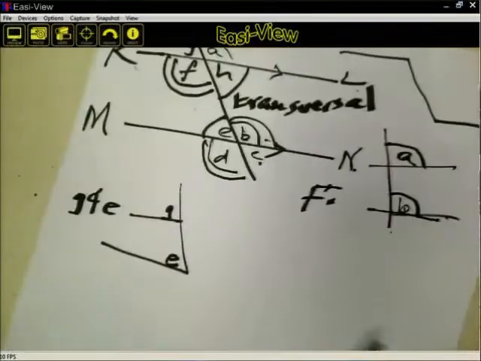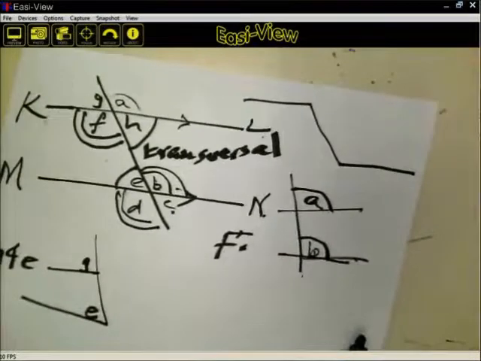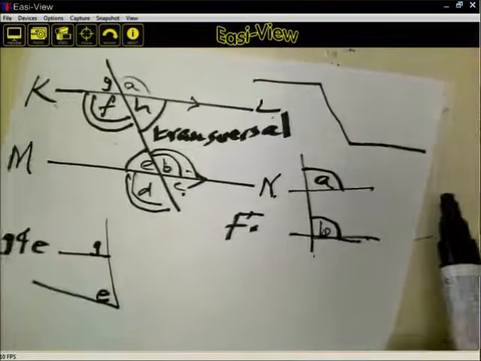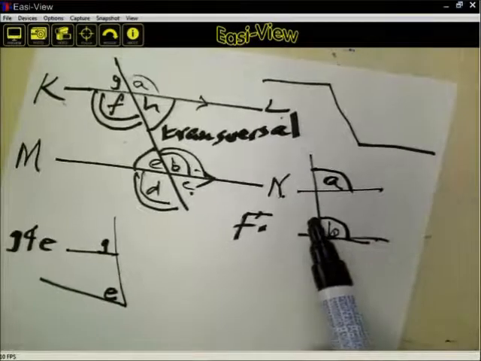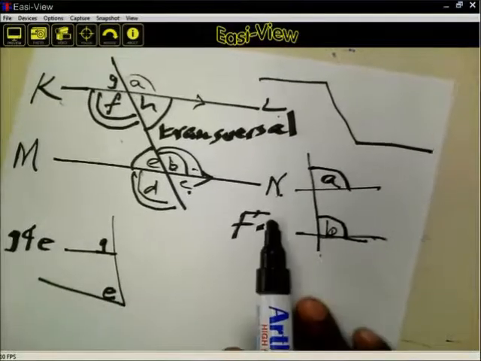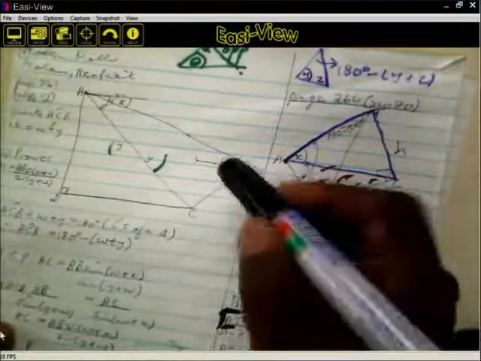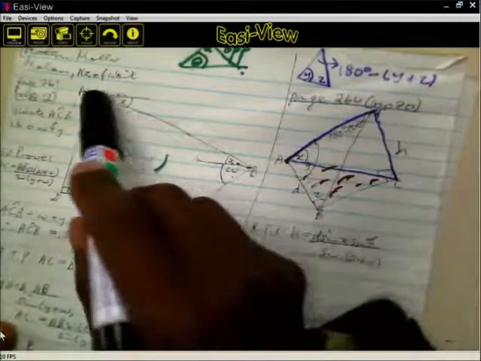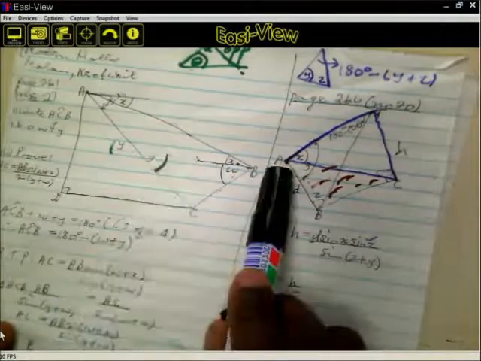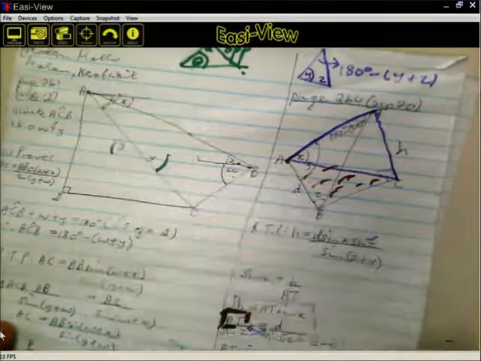You should have these things at your fingertips so that you are able to identify which are corresponding, which are alternate, and which are co-interior. Then you won't have a problem dealing with them. If I may bring back what we started with, this angle here was not given, but we know that this is parallel to that. It forms a Z, and therefore this must be X.